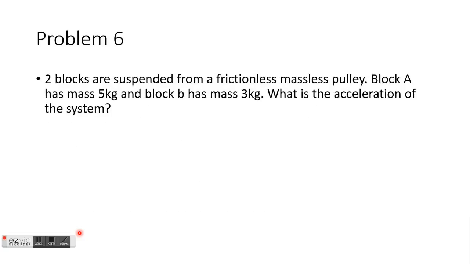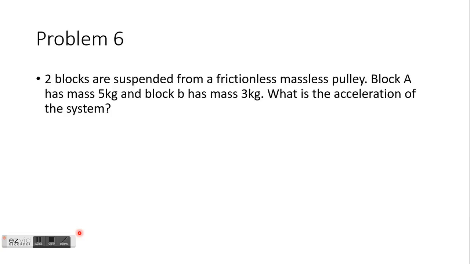Okay, moving on. Two blocks are suspended from a frictionless, massless pulley. Block A has mass 5 kilograms and block B has mass 3 kilograms. What is the acceleration of the system? Okay, so we're asking for the acceleration of the system. If you were to draw free body diagrams for these two blocks, you'd see that they both have tension, because ropes exert tension. If you suspend something from a rope, it exerts a force, and that force is just called tension.